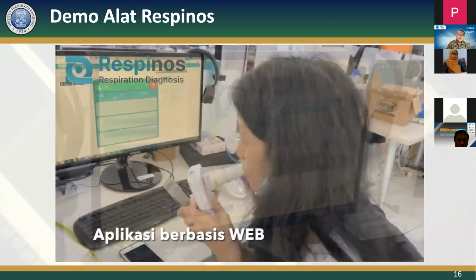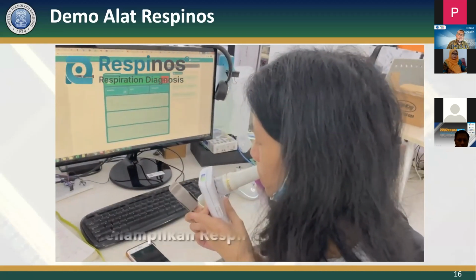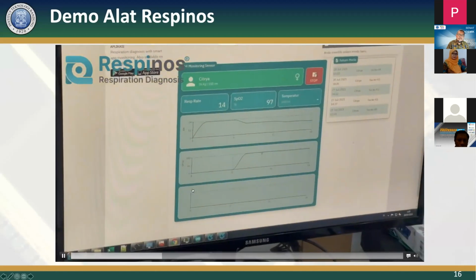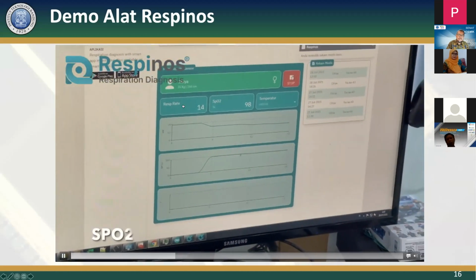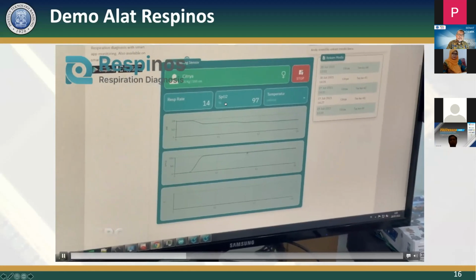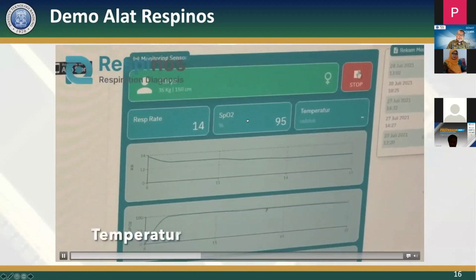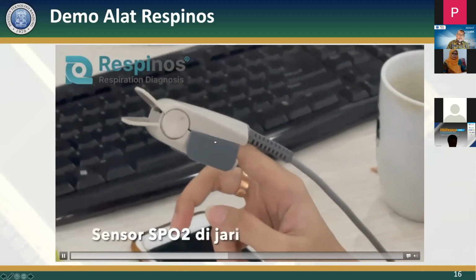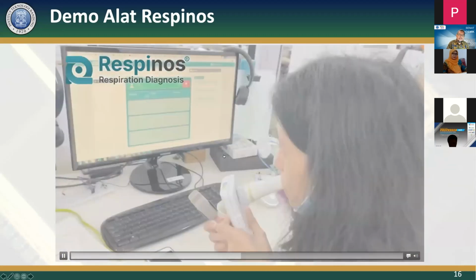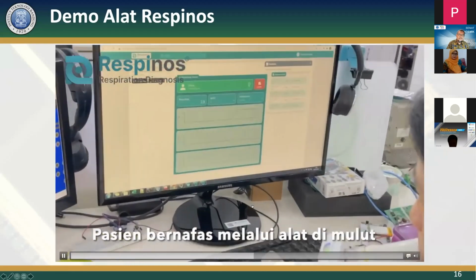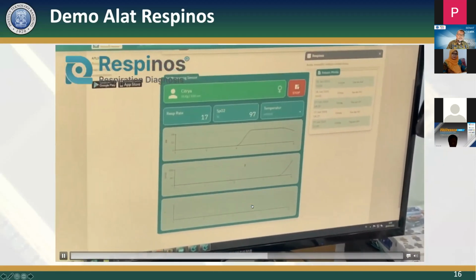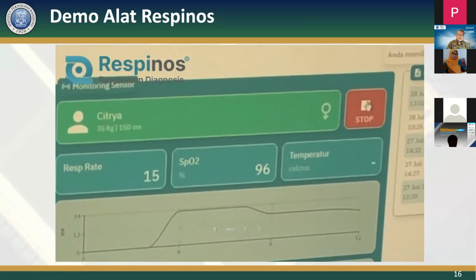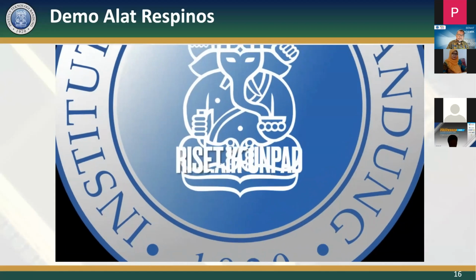So you can check in the website. So this is real time in monitoring mode. You can see the respiration rate, saturation, and temperature. So this oximeters. So it's designed for teleconsultation.